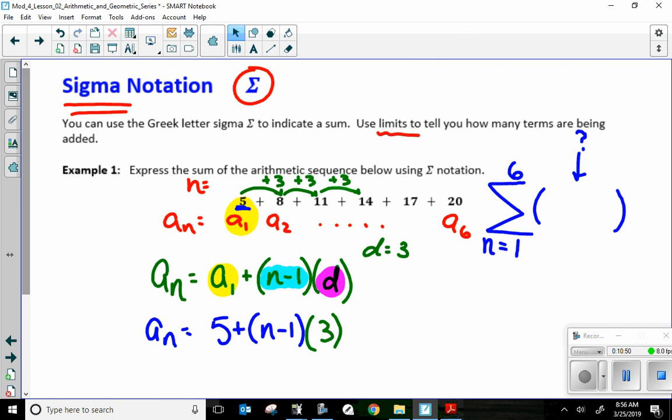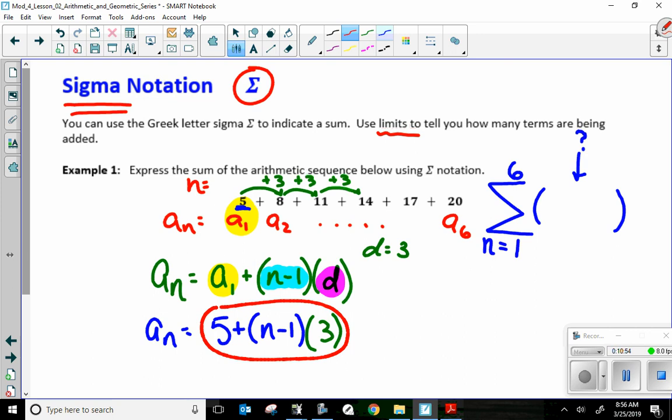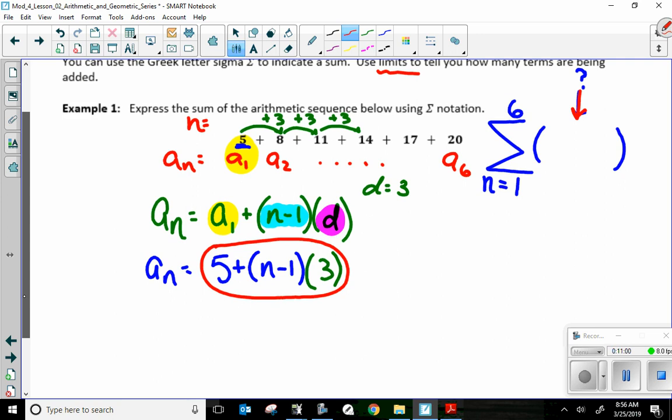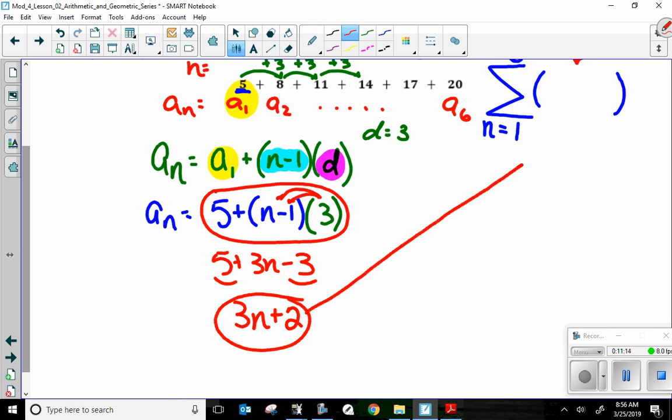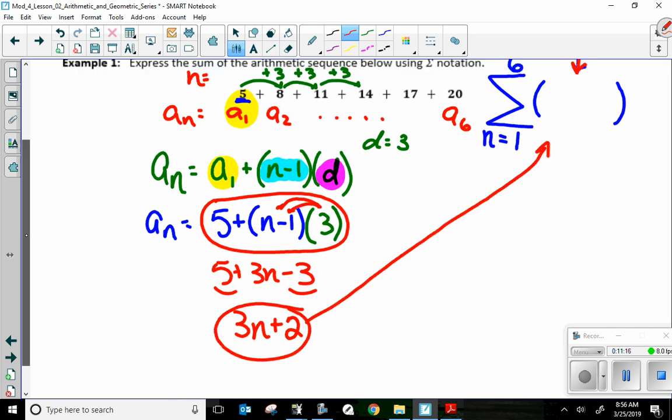I can put this right here in for my expression. But you should be able to simplify this. So let's go ahead and simplify this. If I distribute my 3, I get 5 plus 3n minus 3. These two combine, so I end up with 3n plus 2. I'm going to use this. I'm going to put 3n plus 2.